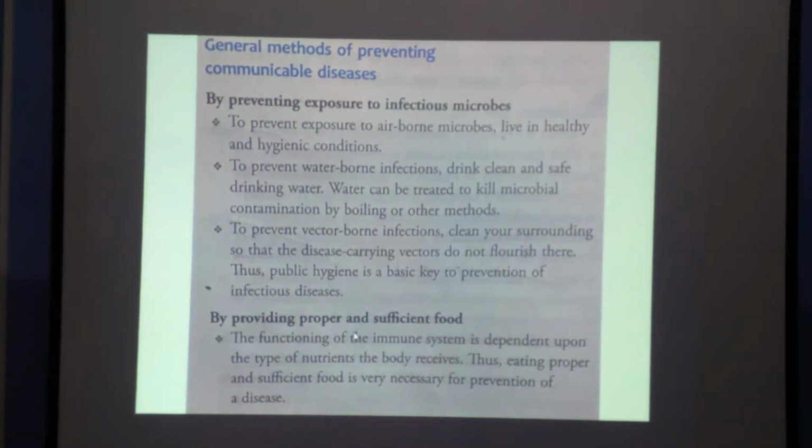Next point to remember is to prevent waterborne infections. We have to drink clean and safe drinking water. So we must use potable water. How? By chlorination, by putting chlorine in water so that we can kill the infection-causing germs, or by boiling it and filtering it. So water can be treated to kill microbial contamination by boiling or other methods.